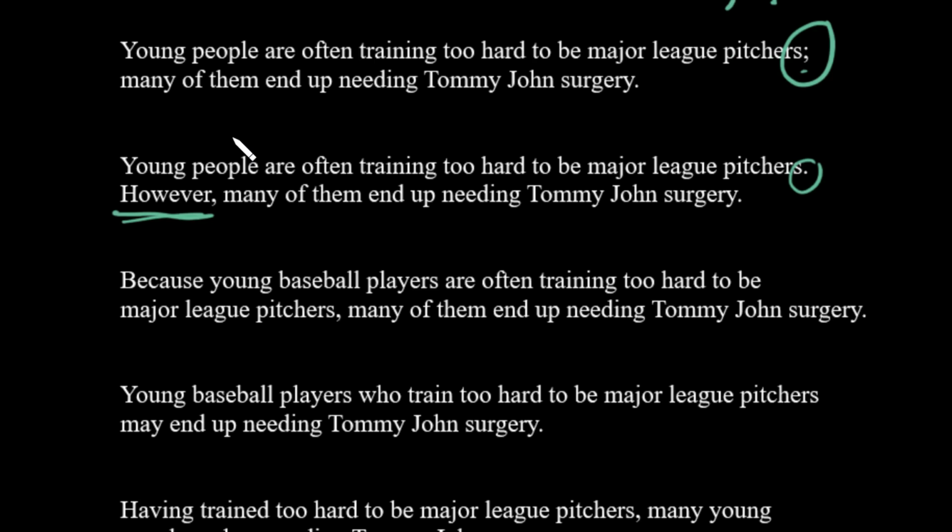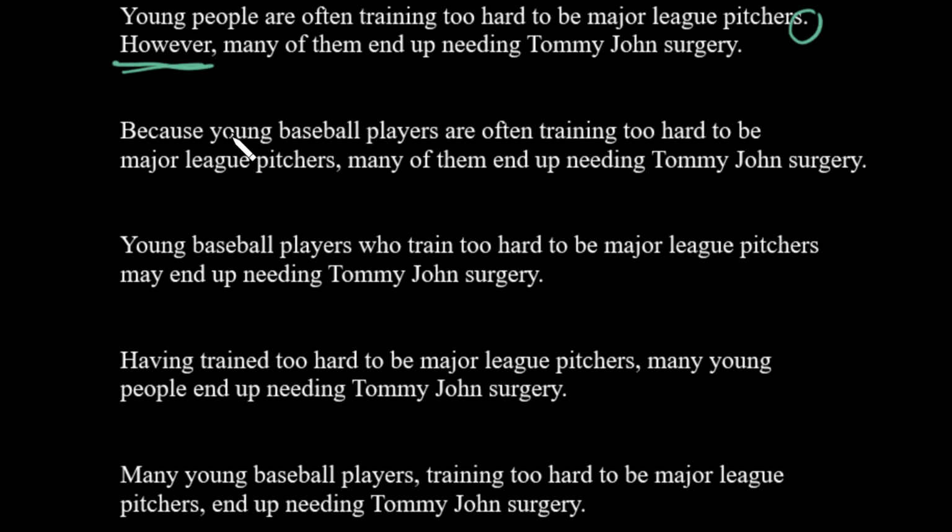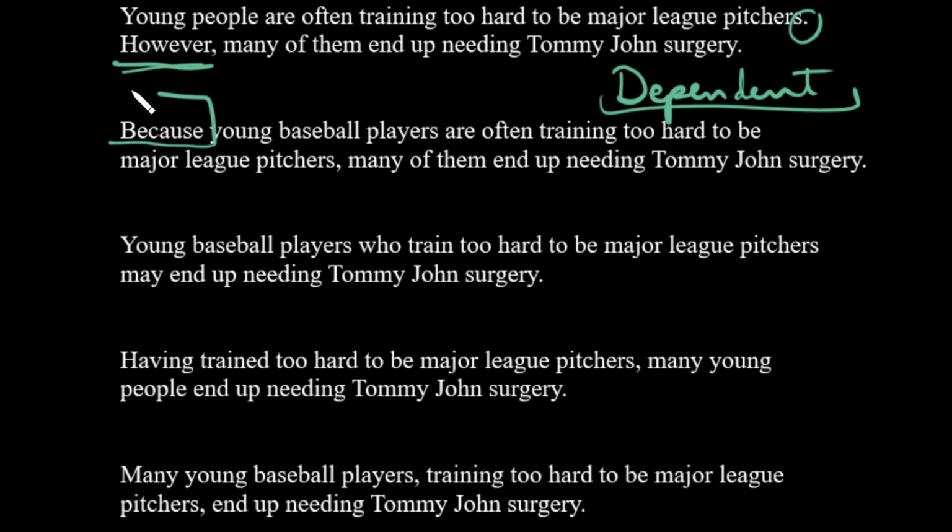The next thing we'll do is make one of these clauses dependent. So one of our clauses is going to become dependent on the other one, and you can pick which one you want to make dependent. In our case, we've used the subordinating conjunction because. Now it reads, because young baseball players are often training too hard to be major league pitchers, many of them end up needing Tommy John surgery. You can see that we're really bringing out the sense of cause and effect here. Because of this, we also have that.